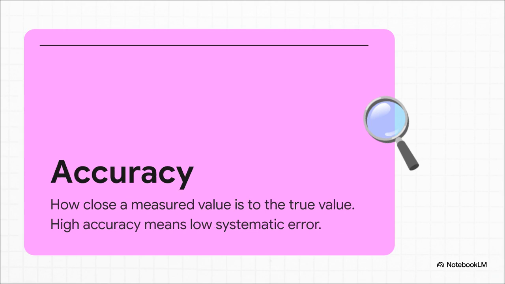Accuracy, on the other hand, is about how close you are to the truth. How close is your measurement to the actual real value? You could have a super precise set of measurements that are all totally wrong, just because your ruler was made incorrectly. High accuracy means you have low systematic error.